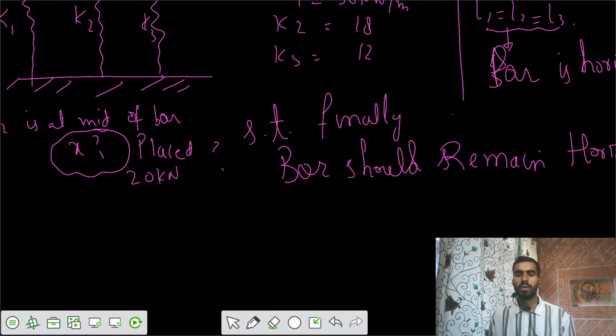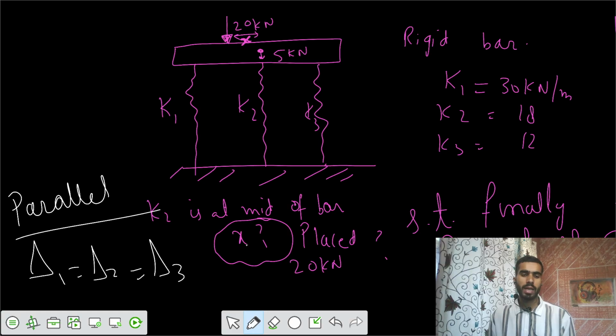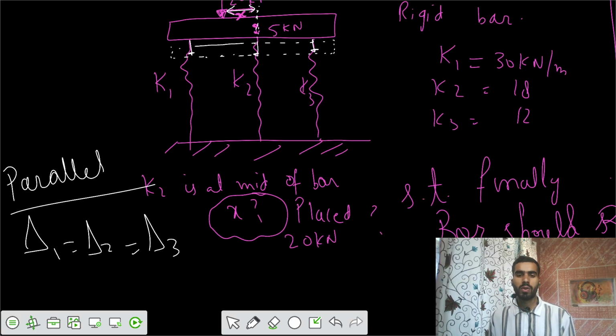That means delta in all these three springs should be the same. Delta 1 equals delta 2 equals delta 3, because we are talking about parallel springs. If you want to ensure that delta is the same for all three, K1 gets compressed by some delta, K2 by the same delta, and K3 by the same amount of delta, such that the final bar remains horizontal as it was earlier. So we need to get that value of x from the mid of the bar, or from K2, such that the overall rigid bar remains horizontal.